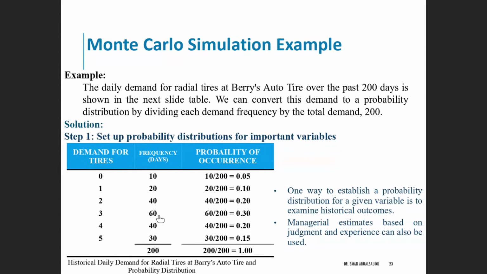I had 3 tires ordered over the 200 days I collected. So I divided the 60, which is the occurrence of the demand for 3 tires, over the total number of days I collected my data, and that will be 0.3, which is the probability of the demand that equals 3 tires. So this is how you do the first step, which is the probability distribution. You set up the probability.